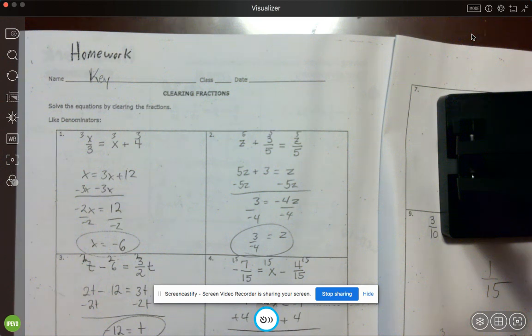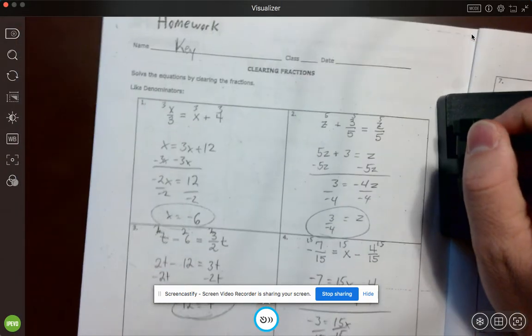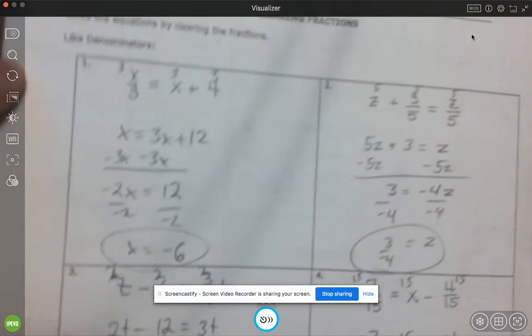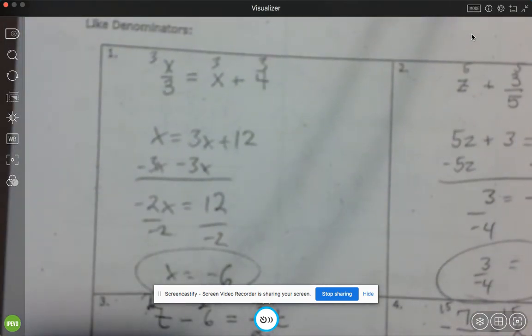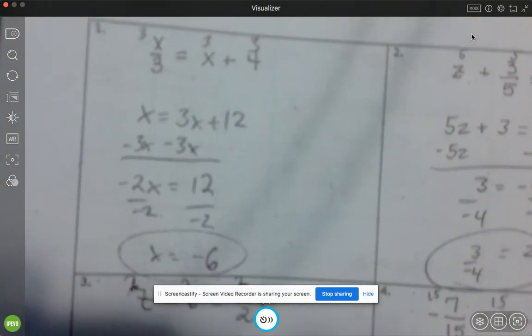All right, just wanted to go over the homework with you as if I was in class, but I'm not, so I apologize for that. So number one on the homework, hopefully you did it right and you got x equals -6. I noticed with these, and you're going to do more of these after you check your homework, they're all like denominators, so it did make it pretty straightforward, I think.